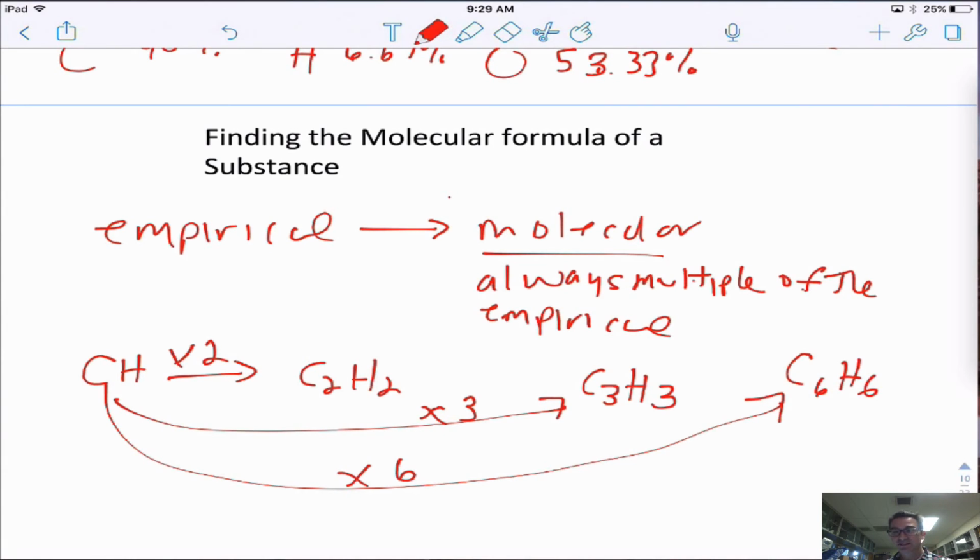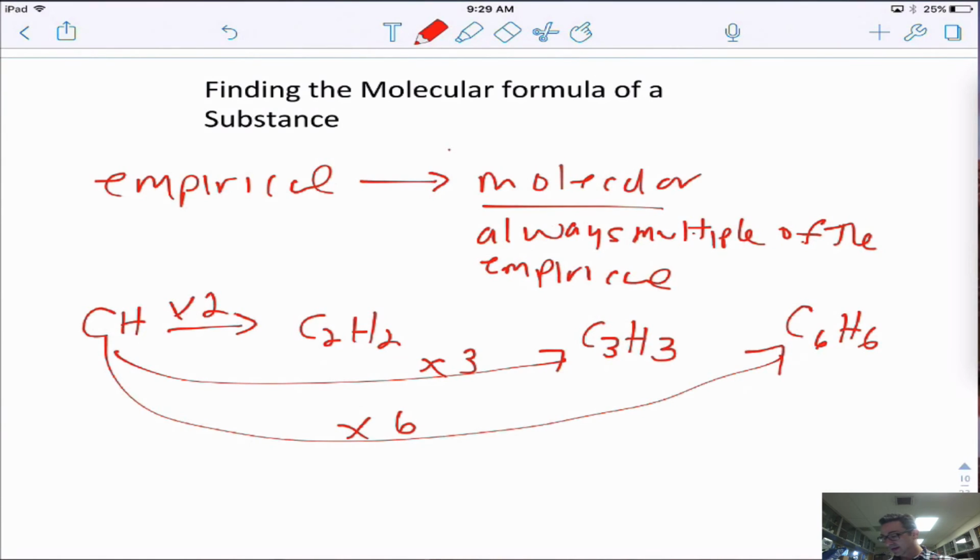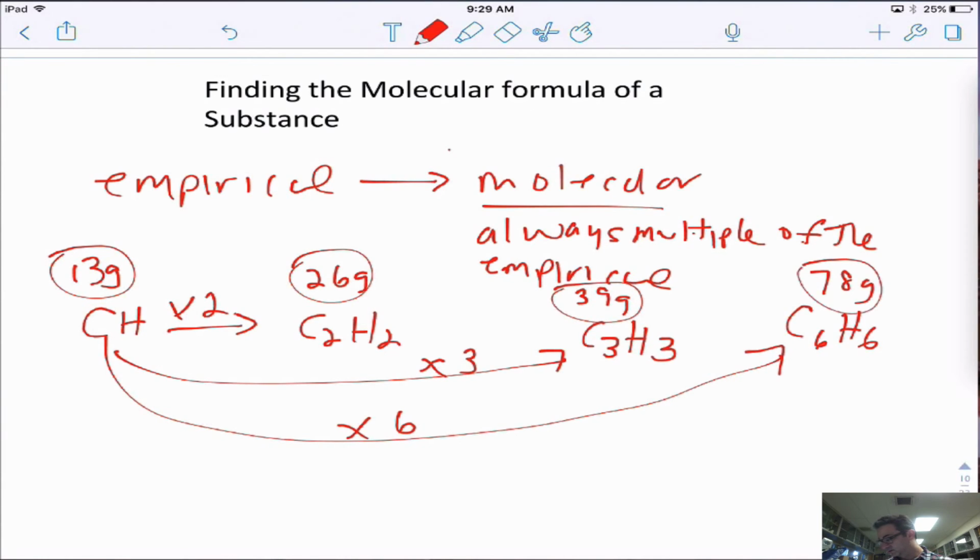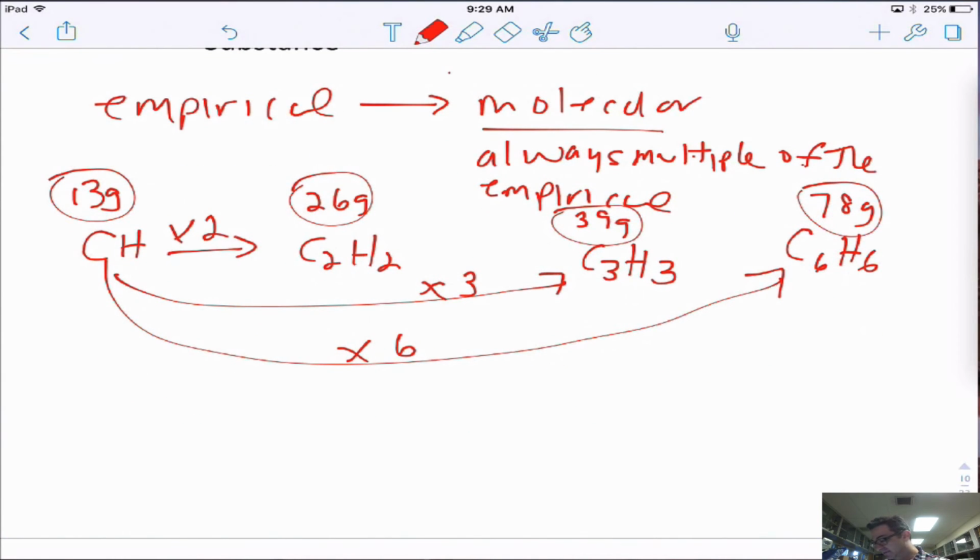Now we also see this in the gram formula mass. So something like CH here, it has a mass of 13 grams, if we look on the periodic table. C2H2, it has 26 grams. C3H3, it's 39 grams. C6H6, that's 78 grams. And so look at how that works. If I take 78 and I divide it by 13, I get 6. It tells me the multiple.